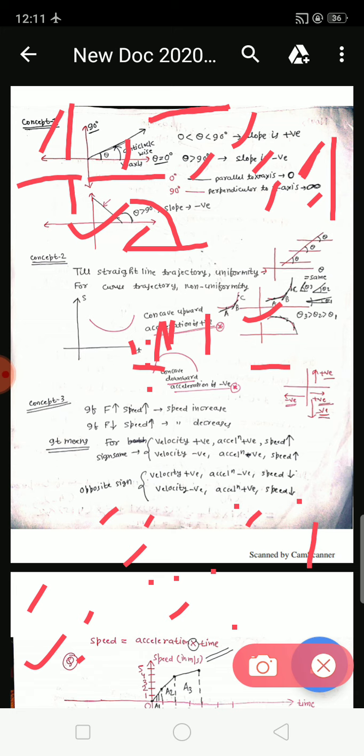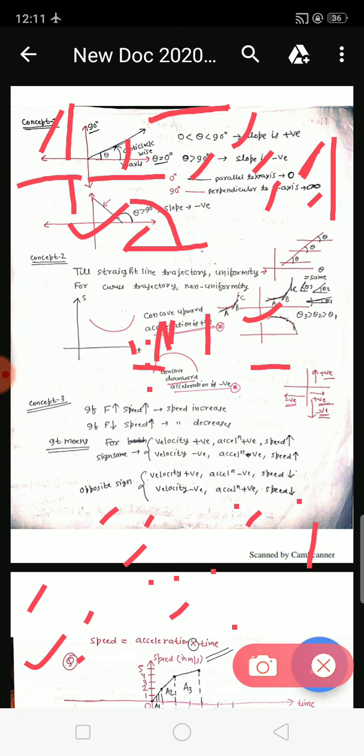Concept 1 is clear, I think. Keep in mind. Otherwise you can revise it. If you watch it 2 times, you will get a clear idea. If theta is 0 degree, it is parallel to x-axis; theta is 90 degree, perpendicular to x-axis. If theta is 0 to 90 degree, slope is positive. If theta is more than 90 degrees, slope is negative. Concept number 1 is clear.